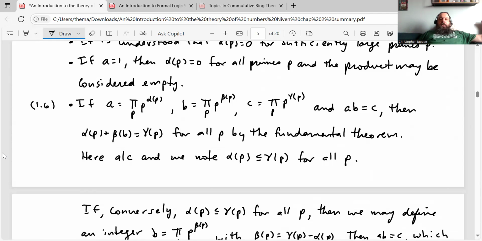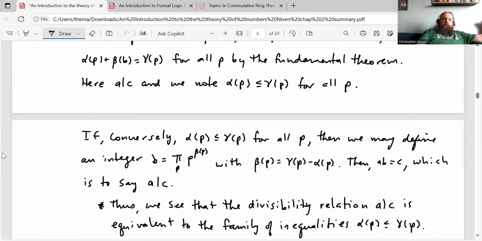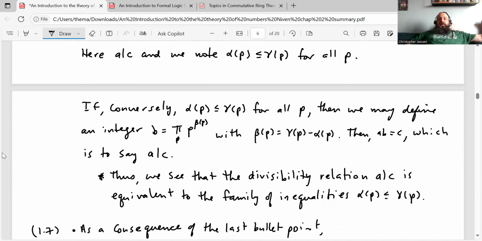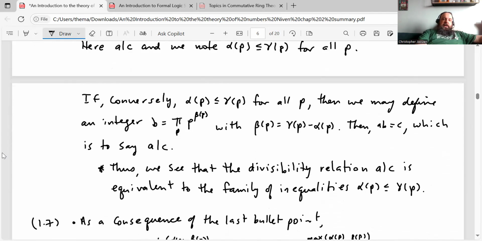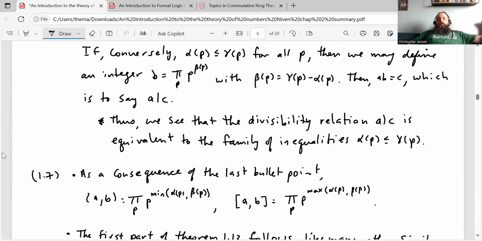Here A divides C, and we note that alpha of P is less than or equal to gamma of P for all P. If conversely alpha of P is less than or equal to gamma of P for all P, then we may define an integer B, which is the product of the primes P raised to the beta of P power, where beta of P is defined to be gamma of P minus alpha of P. Thus A times B equals C, which is to say A divides C. Thus, we see that the divisibility relation A divides C is equivalent to the family of inequalities alpha of P less than or equal to gamma of P.